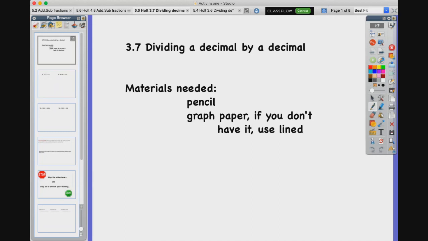Hello, today we are working on Holt 3.7, dividing a decimal by a decimal. You see the materials that you need. Once you have those materials, unpause the video and you can keep going.